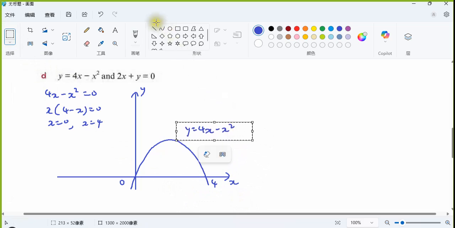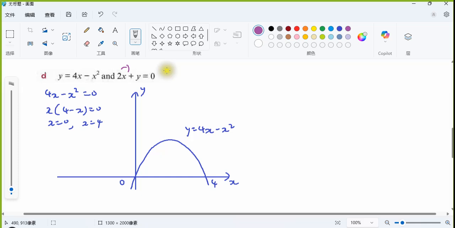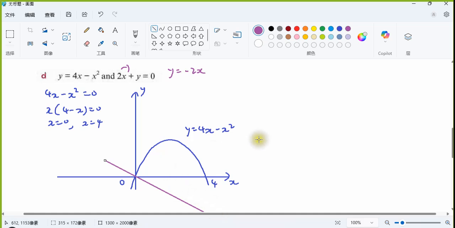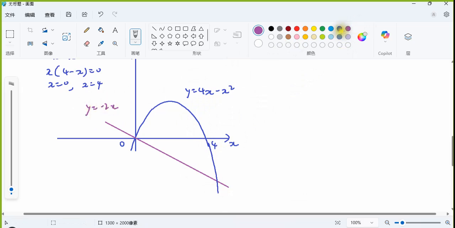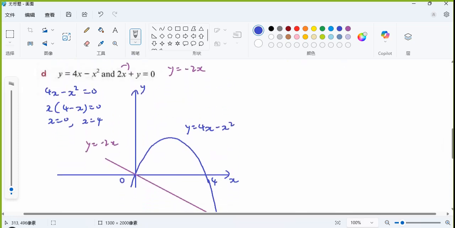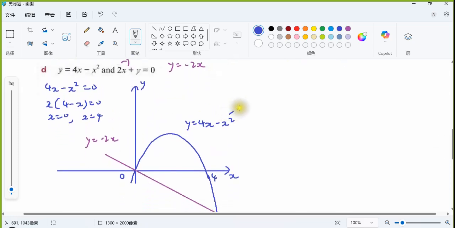And then this one is y equal to negative 2x. So negative 2x is negative 2x plus 0. So the graph should be something like this. So this is y equal to negative 2x. And from here, this is equation 1, this is equation 2.